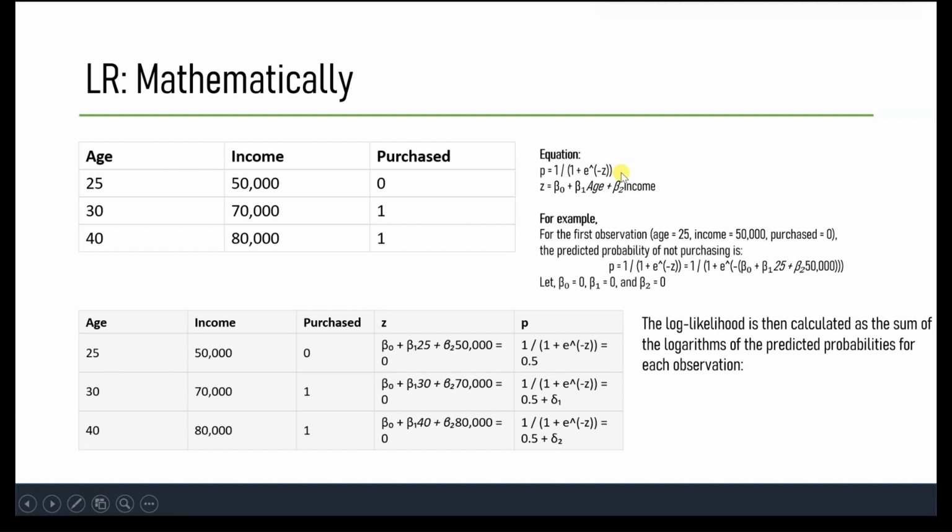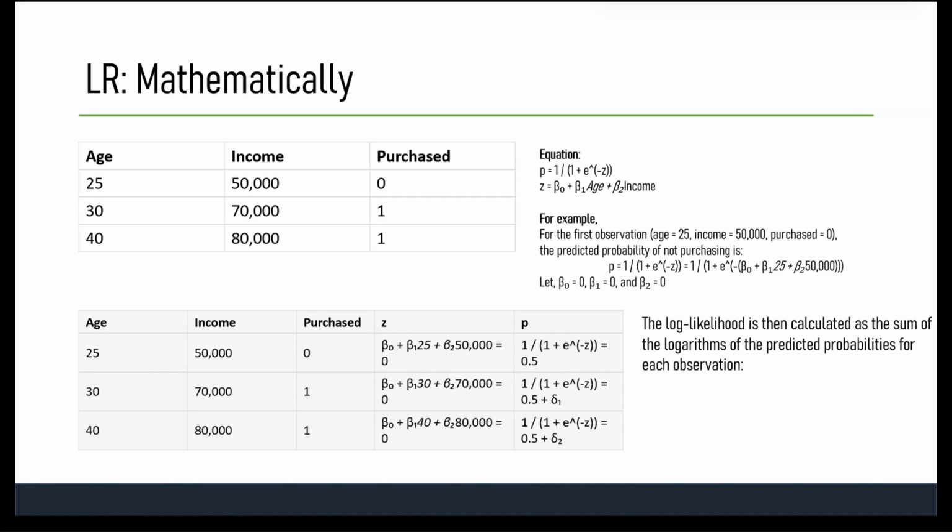Now p is the predicted probability of the outcome variable, which is purchased, and z is the linear combination of the predictor variables, that is age and income, weighted by their coefficients beta naught, beta 1 and beta 2. So now to estimate the coefficients beta naught, beta 1, beta 2, we use maximum likelihood estimation, which involves finding the values of the coefficients that maximize the log likelihood of the observed outcome. So assume that the initial value of coefficients beta naught is 0, beta 1 is 0, and beta 2 is also 0.